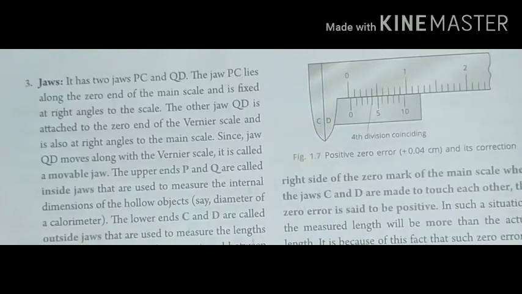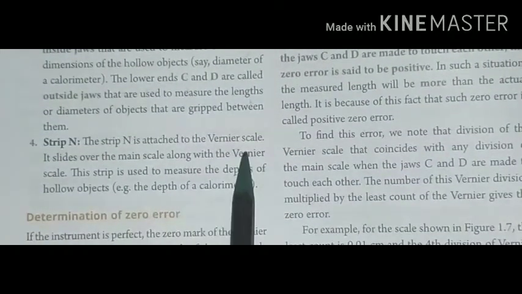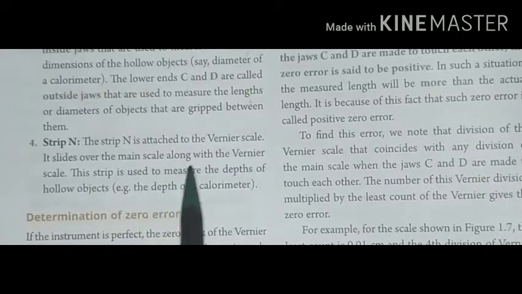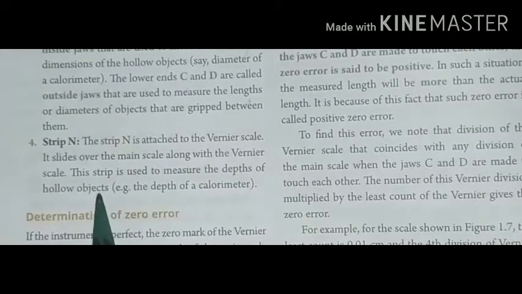Strip. The strip N is attached to the vernier scale. It slides over the main scale along with the vernier scale. The strip is used to measure the depth of a hollow object.